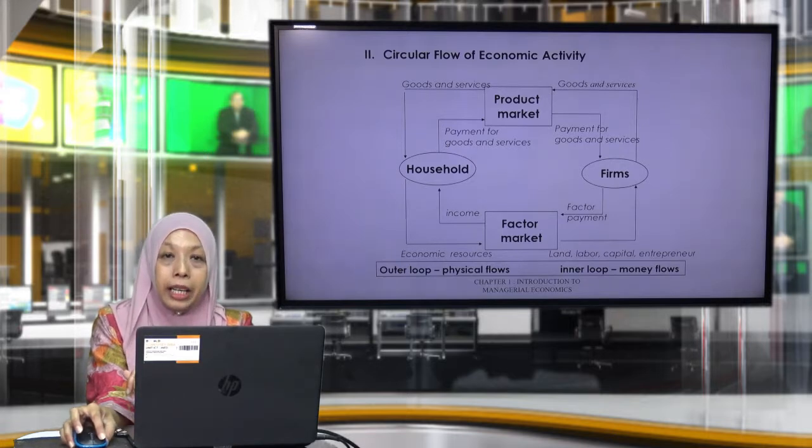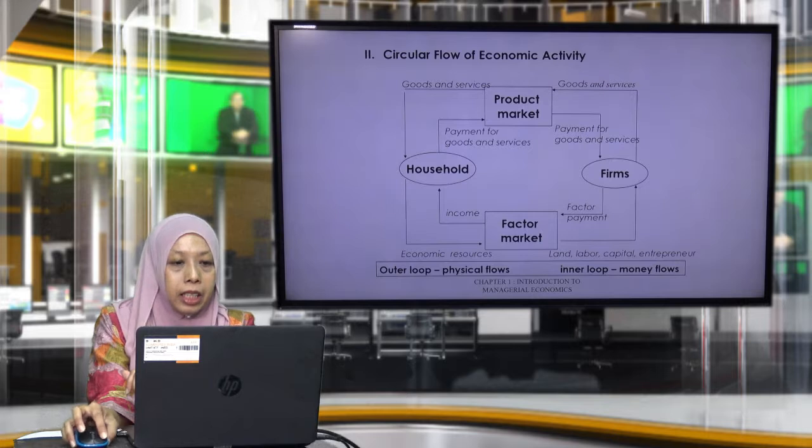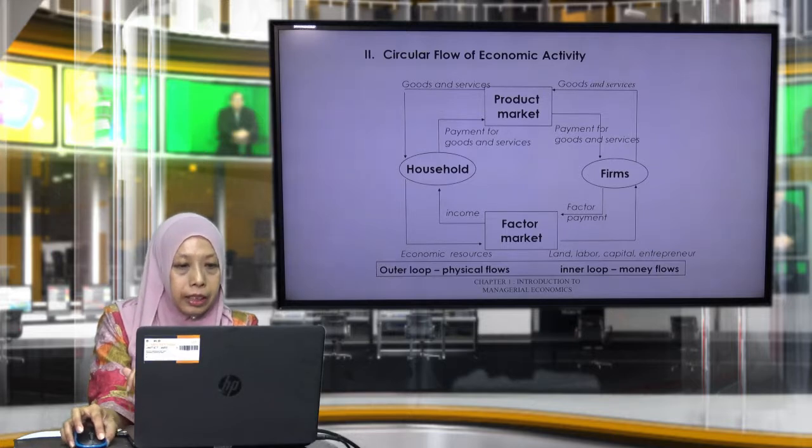Okay, so this is what happened in the factor market. Now let's have a look at the product market. In the product market, the firms are going to use all the resources and convert them into goods and services. And in return, households will make payments for the goods and services provided by the firm. So this is what happened in the product market.